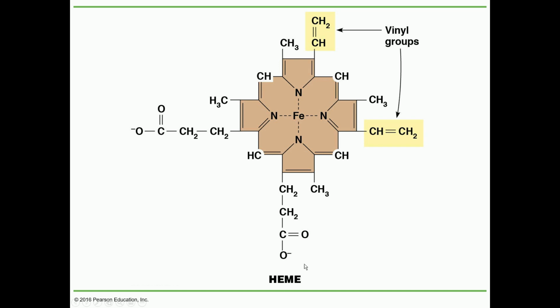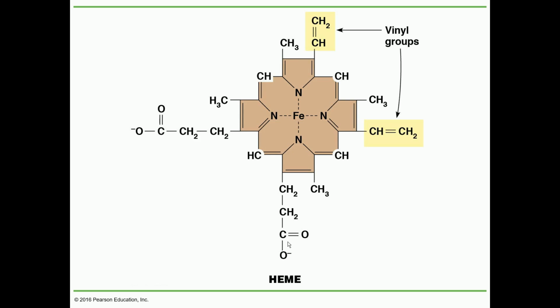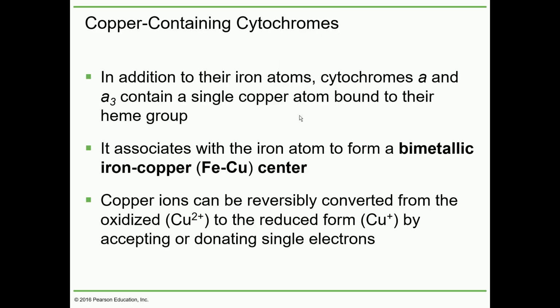So this is the prosthetic group. This is the porphyrin ring of the heme. This is the structure of heme, and you can see here is iron. Then we have the next category of cytochromes.